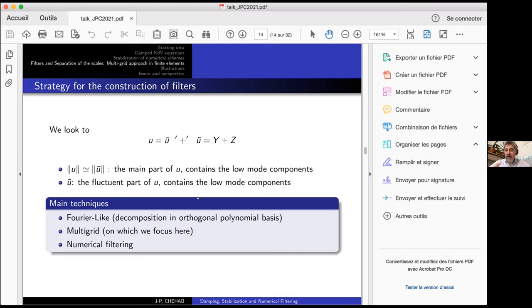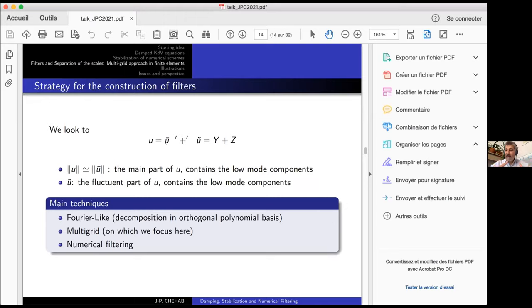So now we need to separate the different scales for a given function. Separate the scales, that means that we have to be able to extract from a solution a low frequency part and a high frequency part, to build the filter. So we want to build symbolically U as U bar plus U tilde. Well, essentially U bar is the mean part of the solution and U tilde is a fluctuant one. So low frequency will be concentrated in U bar, and the high frequency, sorry, in U tilde. In such a way, the main part of the energy of the solution is concentrated in the mean part of the solution.